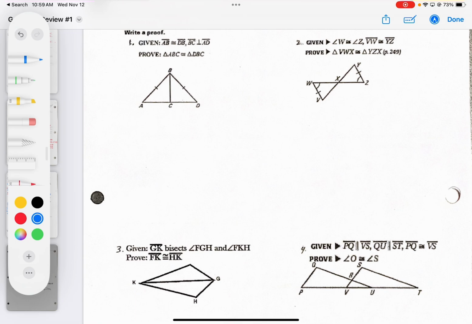You do not need to prove anything congruent by definition of congruent triangles. You have to know it's a thing that exists, but I'm not going to ask you to do that proof.